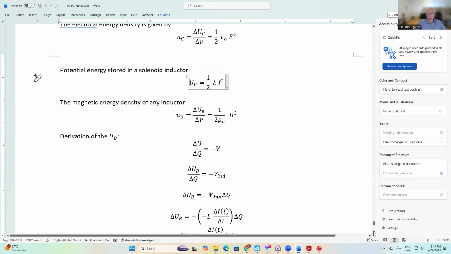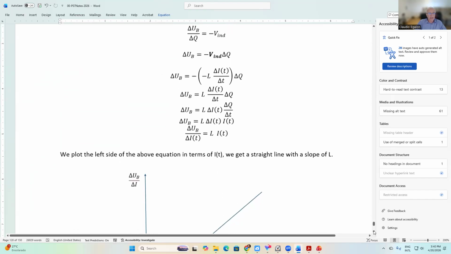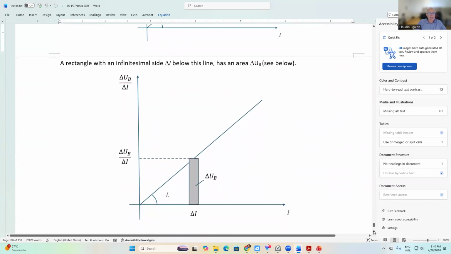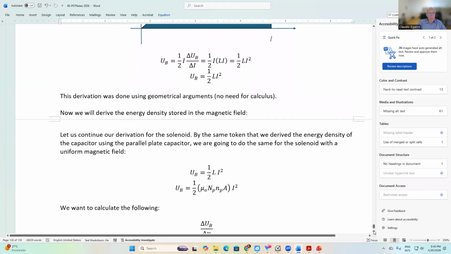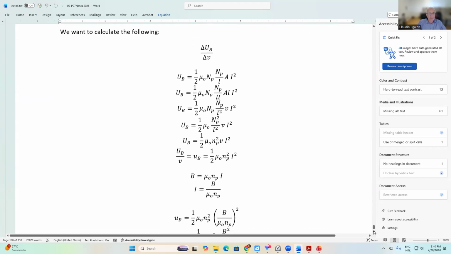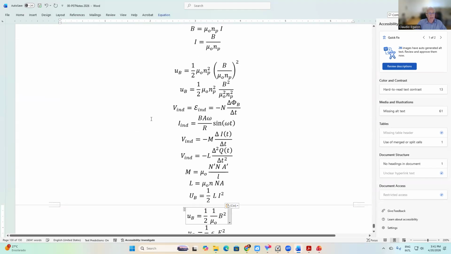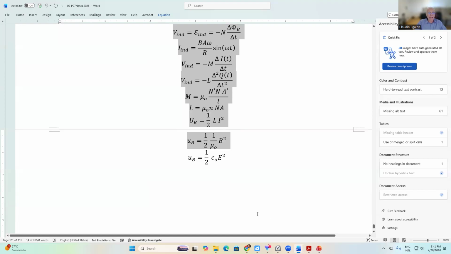Okay, we derived the potential energy density of an inductor using the solenoid. And there is one important detail about this second derivation. Whatever we got at the end is applicable not just to the solenoid, but to an inductor in general. When we do this derivation specifically for the solenoid, we find that the result also applies to any type of inductor.